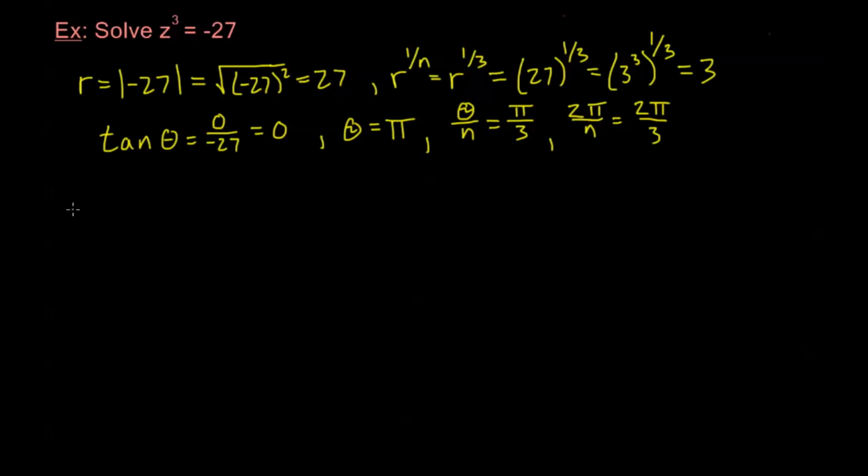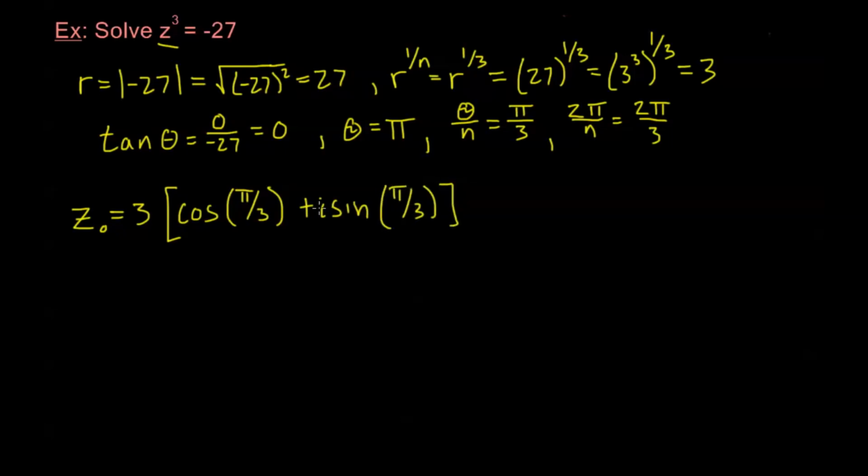Now my first root, and instead of using omega, I'm going to say z naught, because we're finding all the solutions for z in this equation, aren't we? So my first solution for z is r to the 1 over n, which is 3, times cosine of theta over n, which is pi over 3, plus i sine of theta over n, which again is pi over 3.